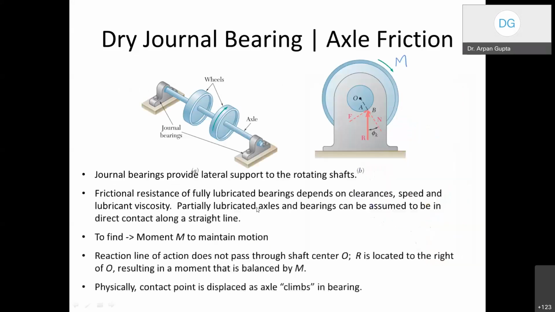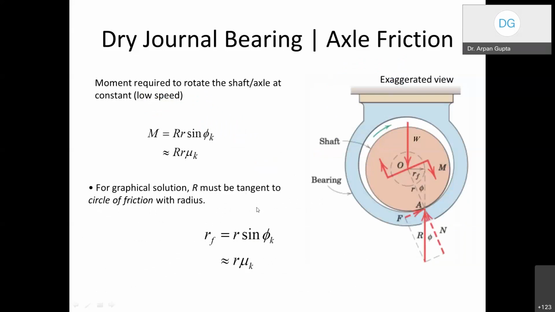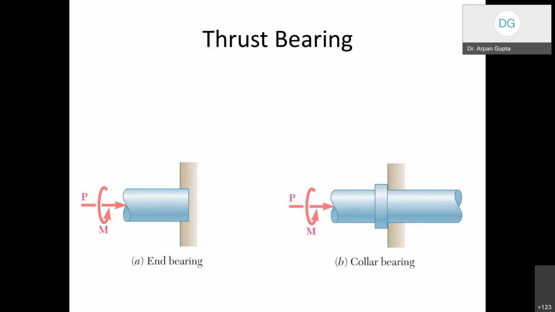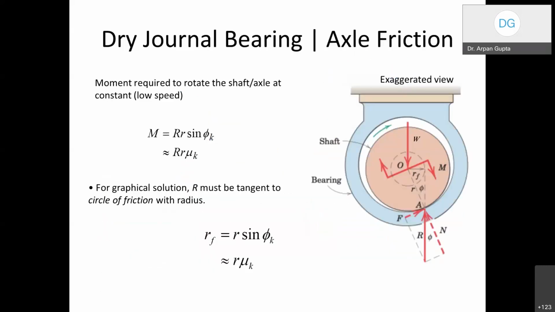So I think that's about the analysis for dry journal bearing. So if mu is known, then we can calculate this as R, and R is same as your W, right, from force balance. So your moment can be calculated by the following expression, which is W times radius times the coefficient of friction. So that is the moment required to rotate the shaft or axle at a constant speed.